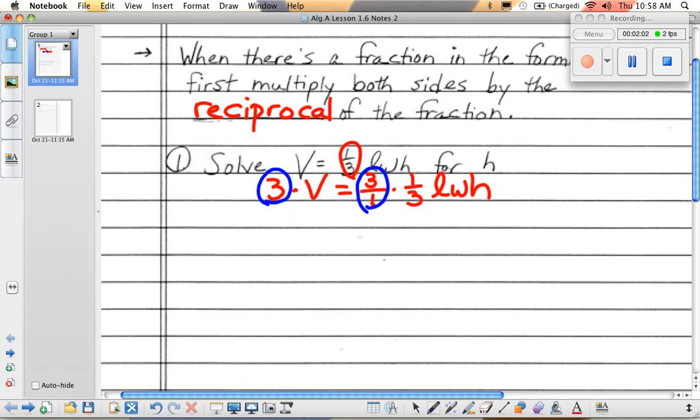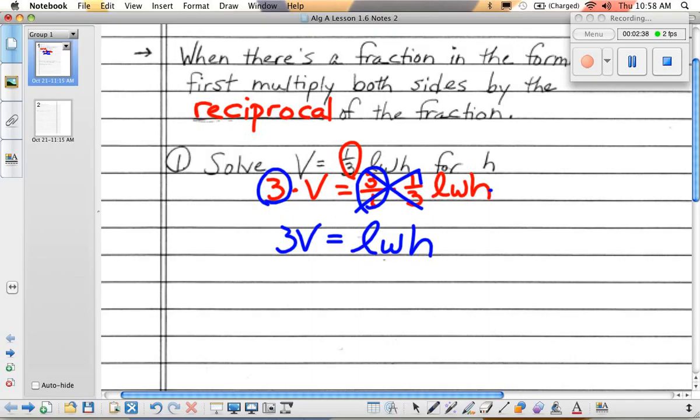3B. What happens when you take 3 over 1 times 1 over 3? It cancels out and becomes 1. And remember, 1 times anything is anything. It doesn't change it. So if I just cancel these 3's out and cancel these 1's out, it's kind of like saying I'm actually now multiplying this by 1, so it's going to stay LWH. We don't have to put that 1 in front of it. So we needed to eliminate that fraction. That's our first move.